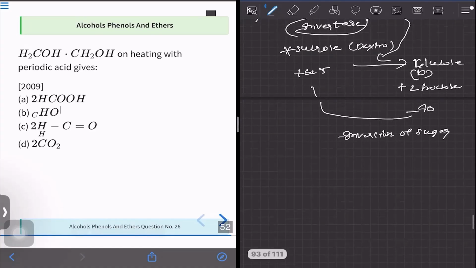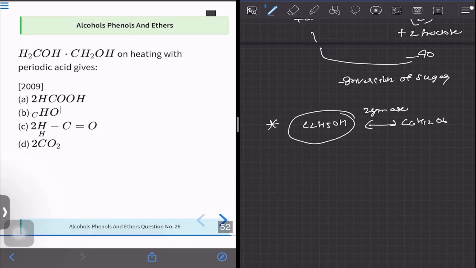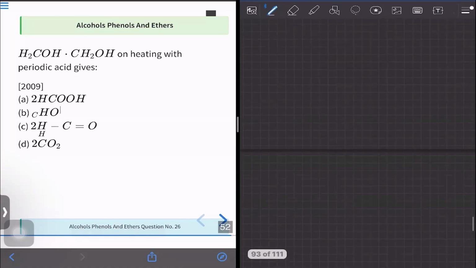Next, alcohol: whenever it is fermented, how is alcohol formed? See, whenever glucose is fermented in the presence of zymase enzyme, it produces alcohol and carbon dioxide. This is the production of alcohol from glucose. See. Next one.